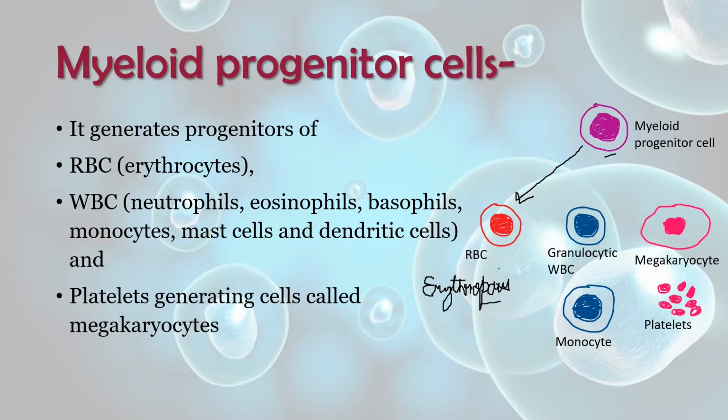RBC formation. In this, the myeloid progenitor cell gives rise to the cell lineages for the formation of RBCs, and this process is known as erythropoiesis. Okay, and it can also form the granulocytic WBCs, which include neutrophils, basophils and eosinophils, and also the formation of monocytes. This category includes leukopoiesis, because here the formation of WBCs takes place, so it is known as leukopoiesis.